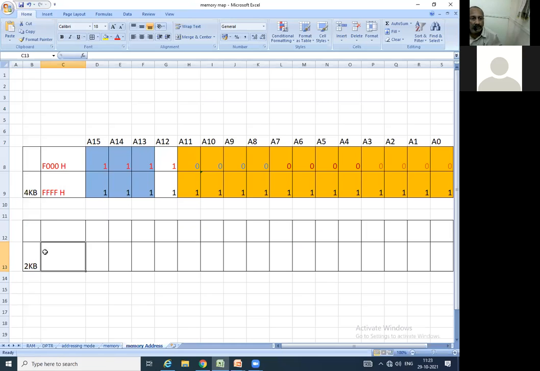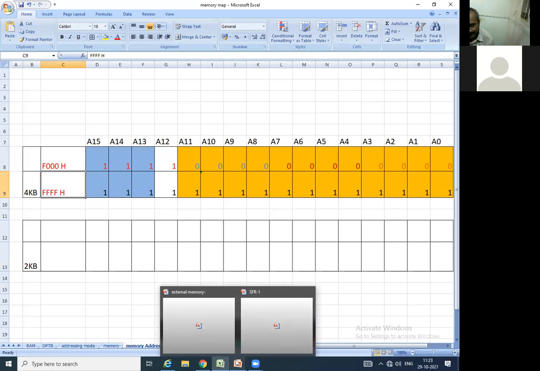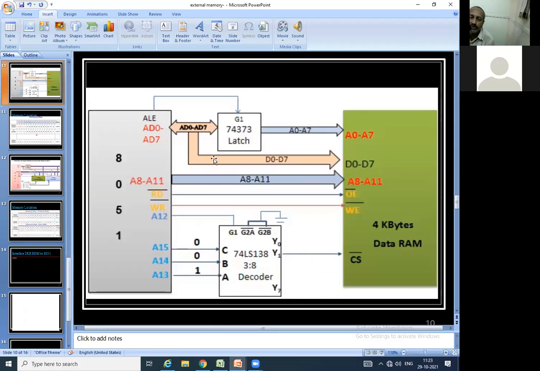Yes, here. Yesterday we saw that if 4 KB ROM or RAM has to be connected, how the starting and the ending address is going to be identified. So today our task is to find out, if we have to connect a 2 KB ROM, how we can identify the starting address and ending address. So definitely the first step is to draw the diagram. So what diagram can we draw? The diagram will be the same.